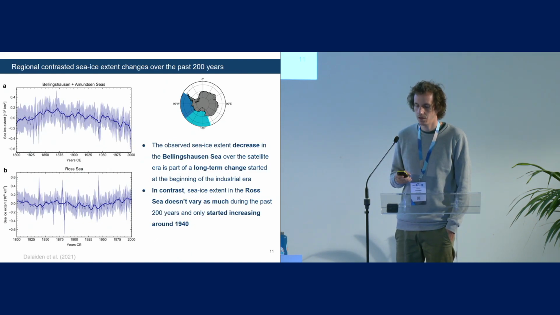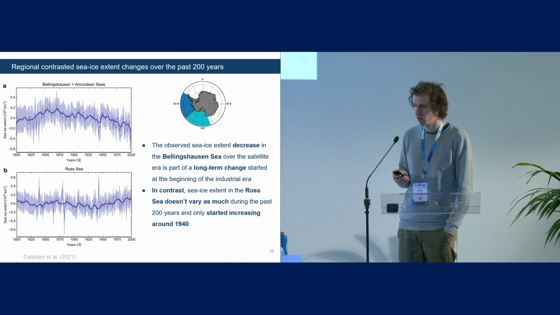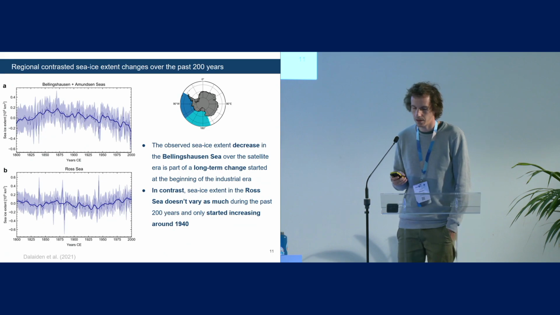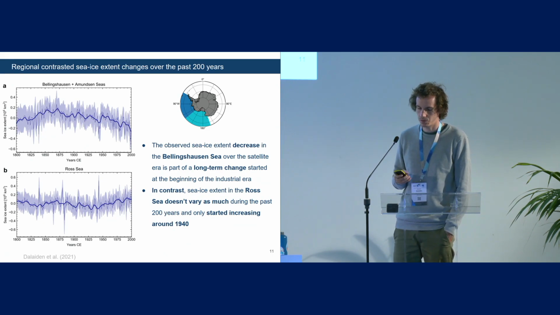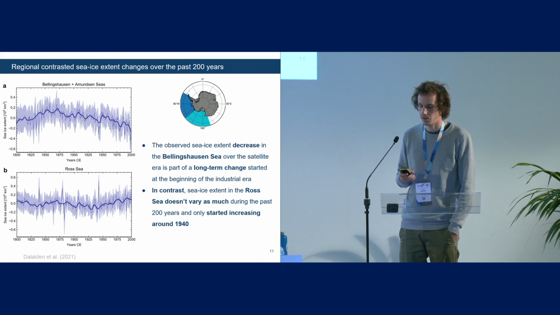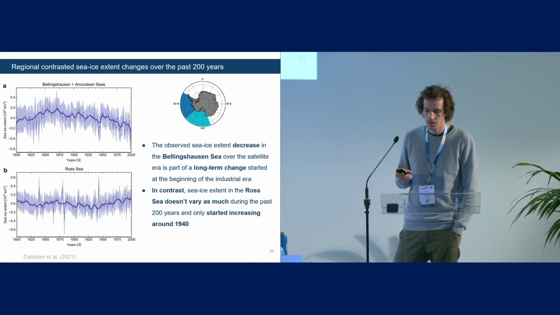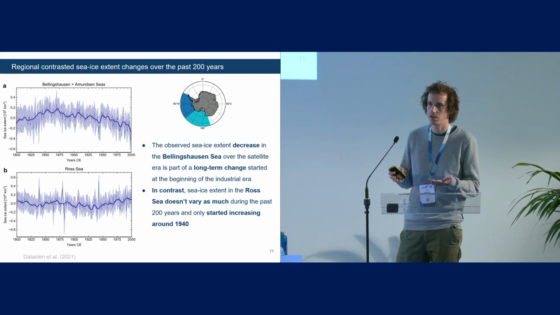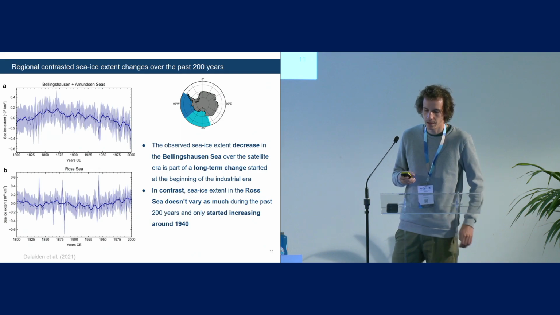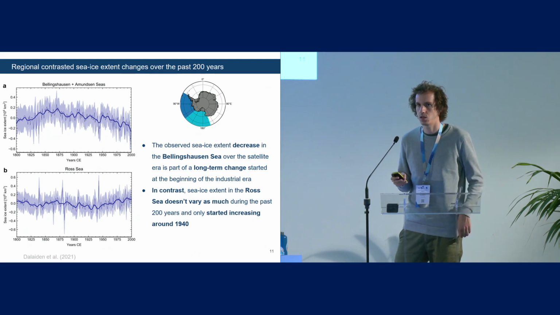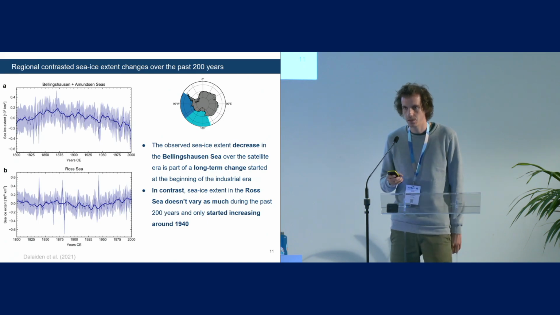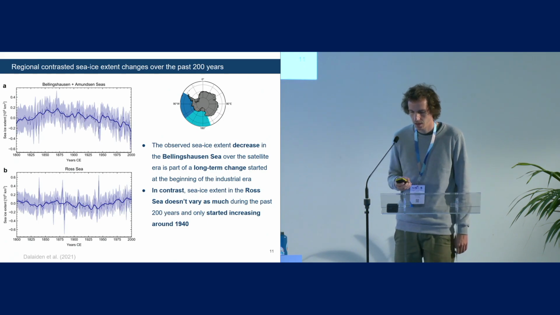And because the sea ice is also a key component for the variability of the mass balance of the Antarctic ice sheet, I just would like to show some results for the two key sectors in the West Antarctic sector. So first is the Bellingshausen and Amundsen Sea, close to the Peninsula. What we see is that we observe a sea ice extent decrease since the beginning of the industrial era. So it means that the decrease that we observe over the satellite era is part of a long-term change.